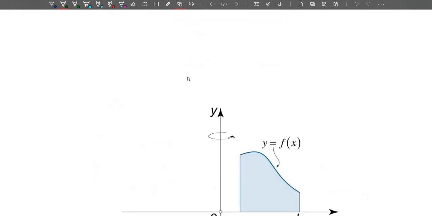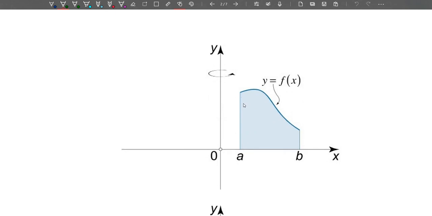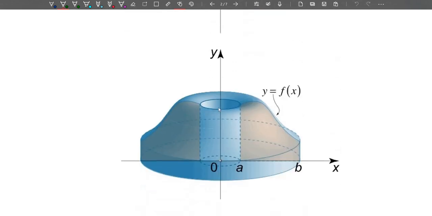Let's look at an example of a figure that has been revolved, in 3D. Let's say this is the shaded region. After it has been revolved, it will look like this. As you can see, in the center there is a cylinder, and there will be another cylinder too in the graph. That means it is an accumulation, a summation of a lot of cylinders in this figure.